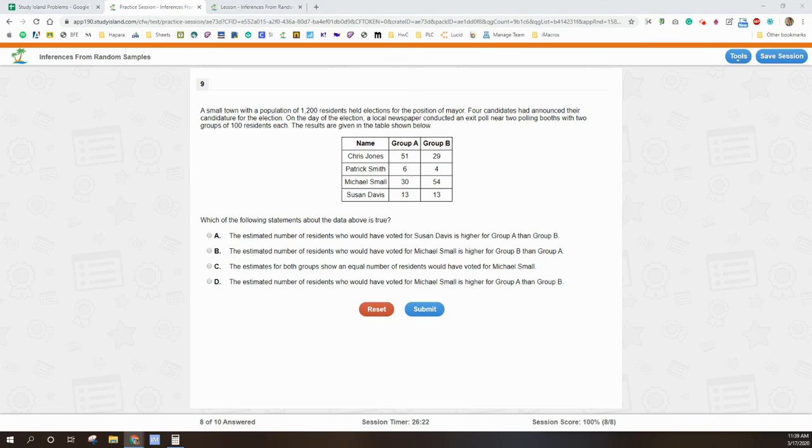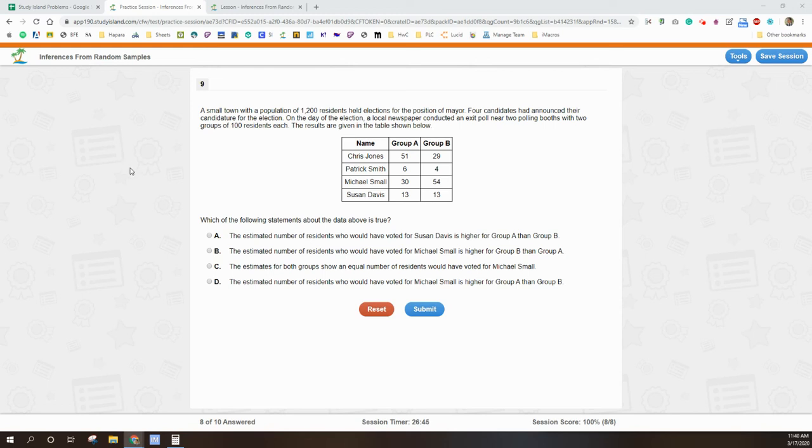All right, here's another one. A small town with a population of 1,200 residents held elections for the position of mayor. 4 candidates had announced their candidature for the election. On the day of the election, a local newspaper conducted an exit poll near 2 polling booths with 2 groups of 100 residents each. The results are given in the table shown below.